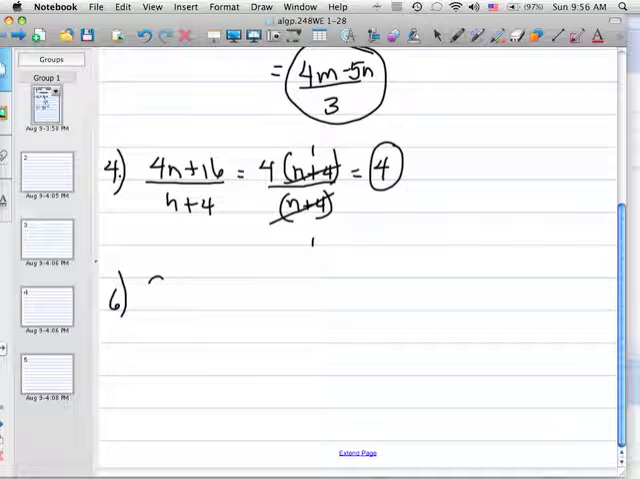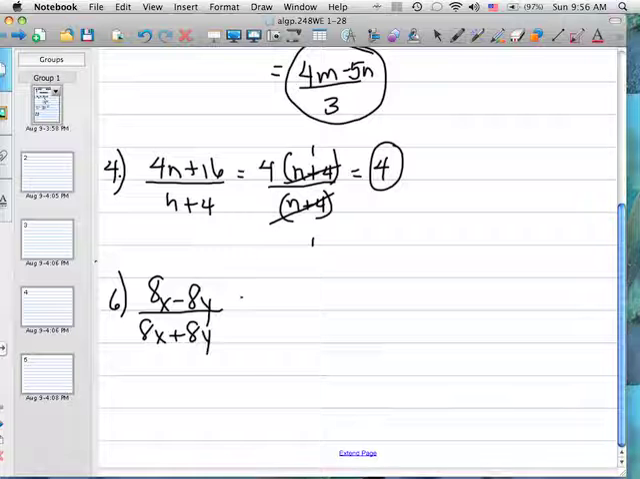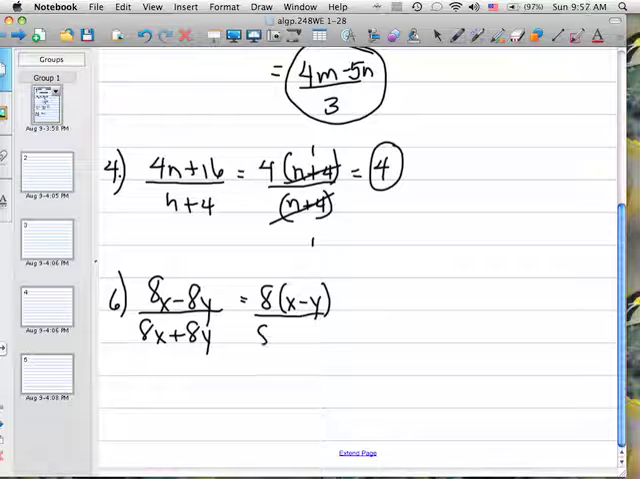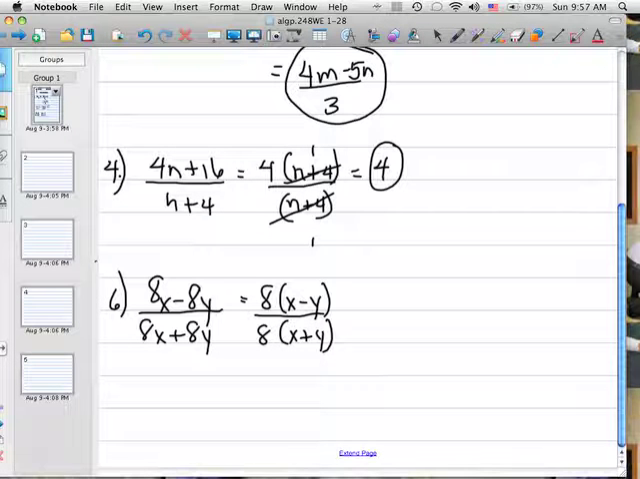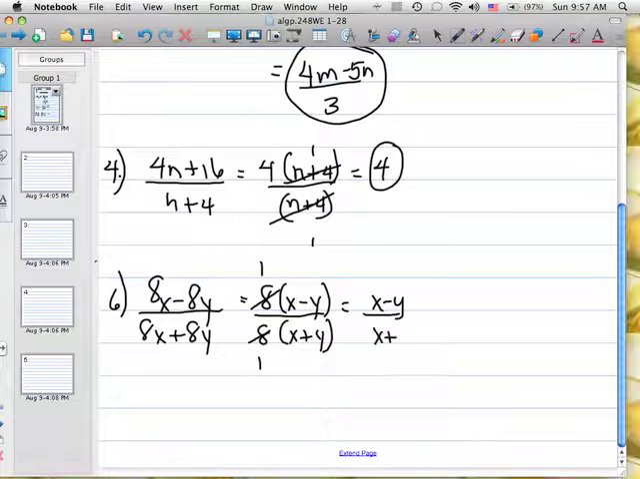Problem number 6, you have 8x minus 8y over 8x plus 8y. The numerator, you can pull out an 8, that leaves you x minus y in parentheses. The denominator, you can pull out an 8, and that leaves you x plus y in parentheses. 8 goes into 8 once, and 8 and 8 once. These are different factors. You cannot cancel them. So your answer is x minus y over x plus y.